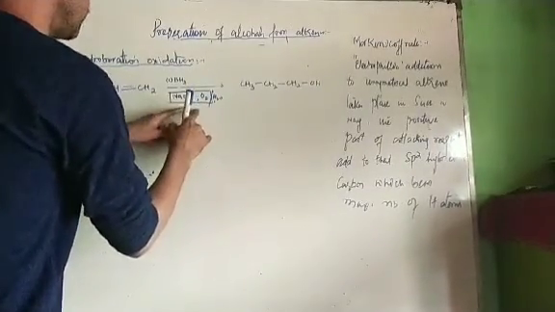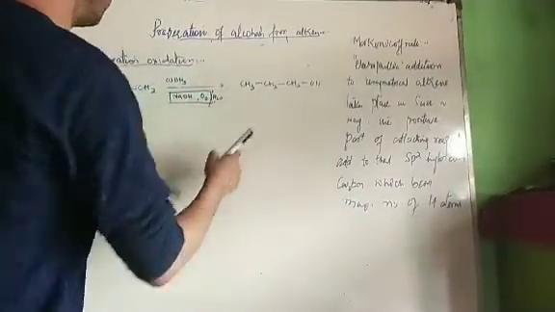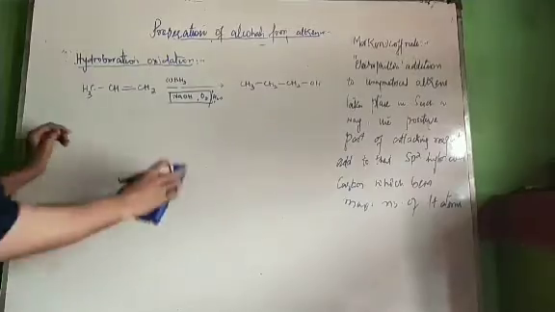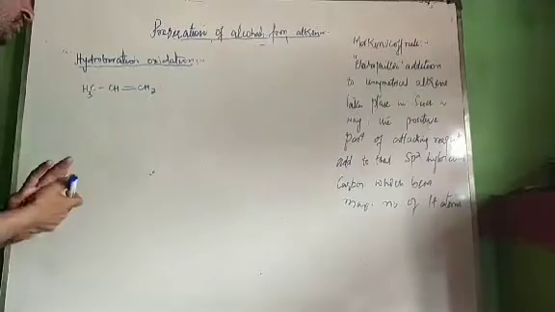Now this is the oxidation step. This is hydroboration followed by oxidation, called hydroboration oxidation. Let us check the mechanism of this reaction, how the reaction takes place. Does it follow Markovnikov's rule or not?